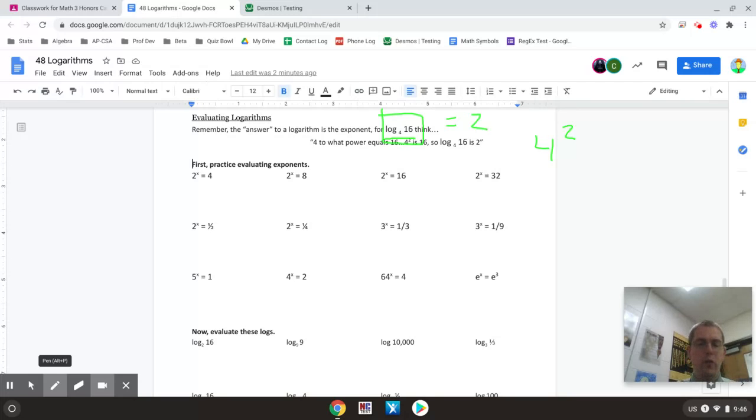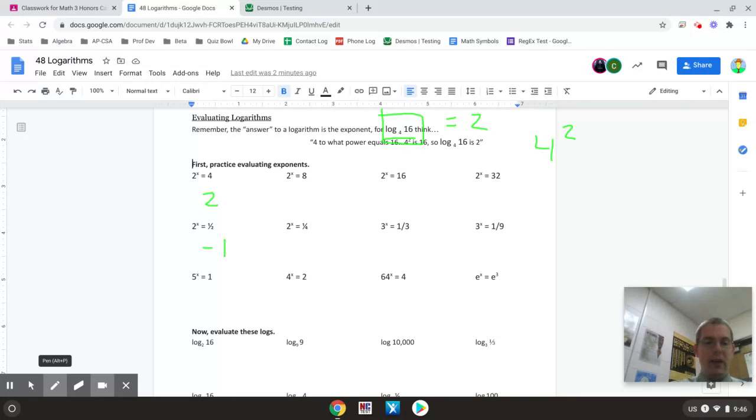I'll work a few of these with you, and then you might want to pause your video and see what you can do on your own. For this first one, you're just saying 2 to what power is 4? So your answer would be 2. For one like this, you have 2 to what power is 1/2? Well, to move it from the top to the bottom, that would be a -1.